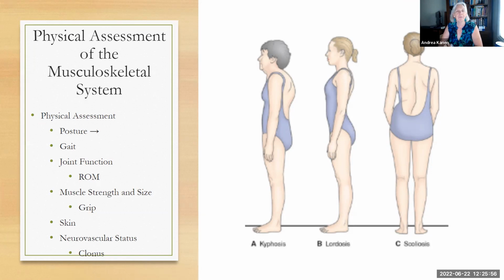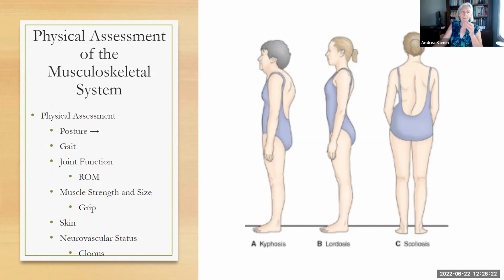So clonus is an involuntary rhythmic muscular contraction, and it's usually caused by a permanent lesion somewhere in that descending motor neuron. And that is tremendously uncomfortable.